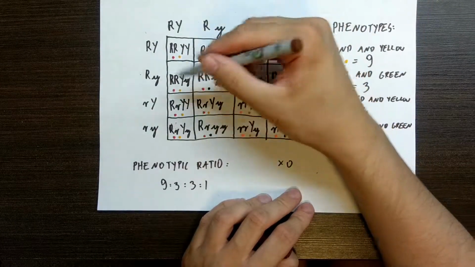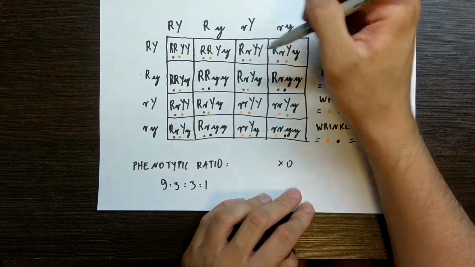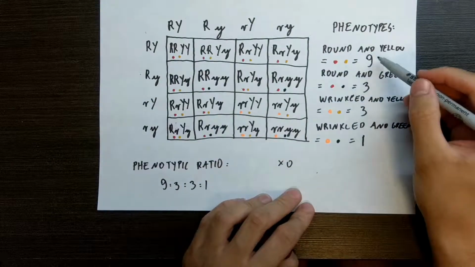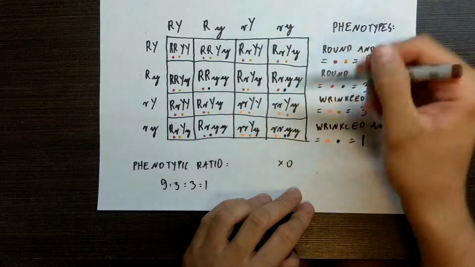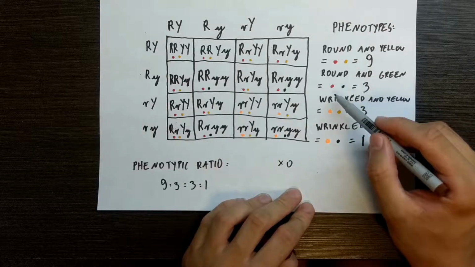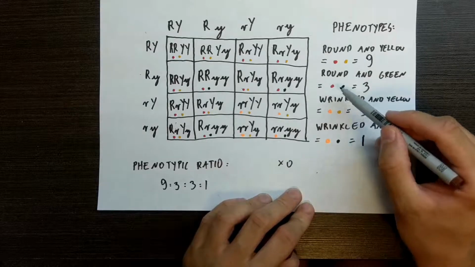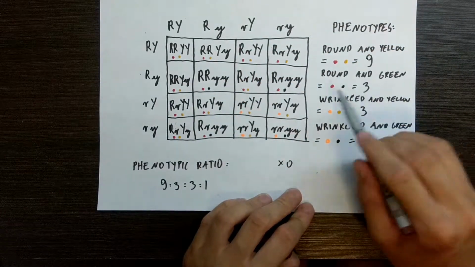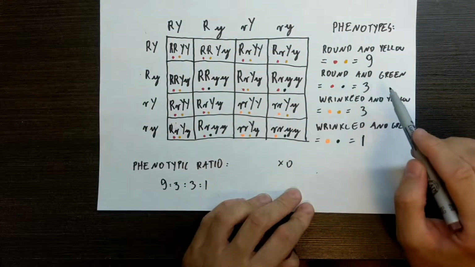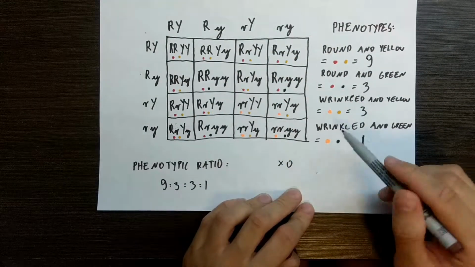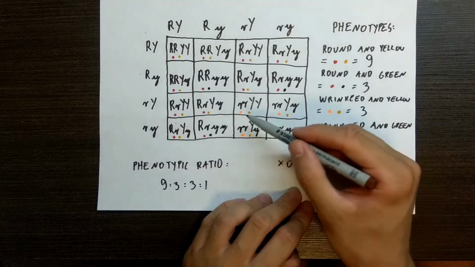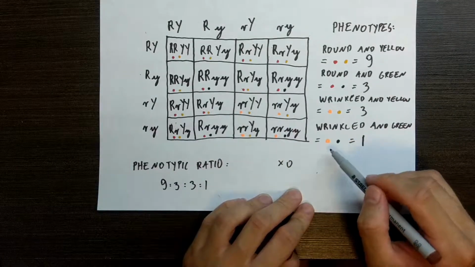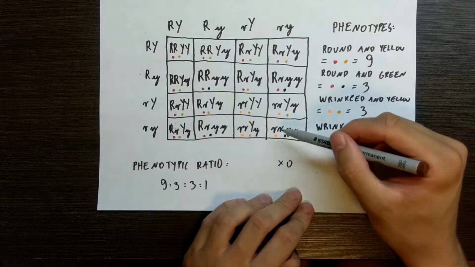So all the red dots together with yellow dots. So 1, 2, 3, 4, 5, 6, 7, 8, 9. There we go. So 9 round and yellow offspring we would have. Round and green. So we're looking for boxes with red dot and a green dot. So 1, 2, 3. So three of those offsprings would be round and green. How about wrinkled and yellow? Well, we're looking for neon orange with yellow. So we have 1, 2, 3. And for wrinkled and green, we have orange with green. So we have only 1.